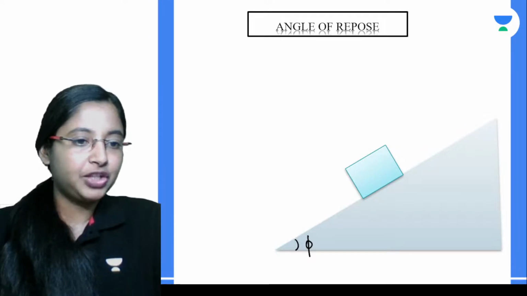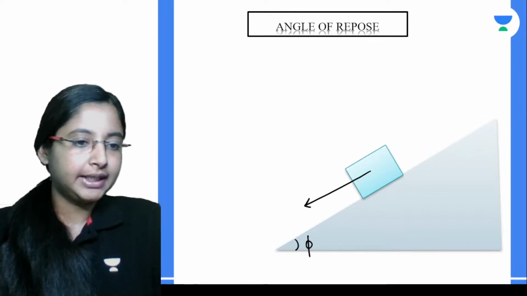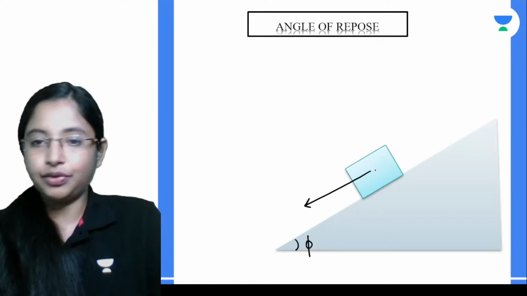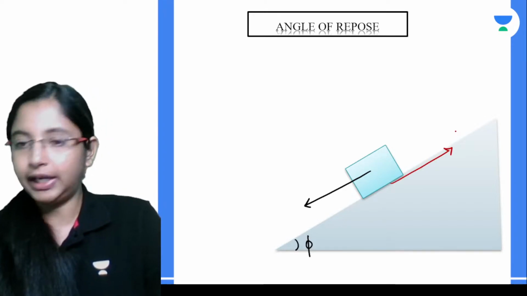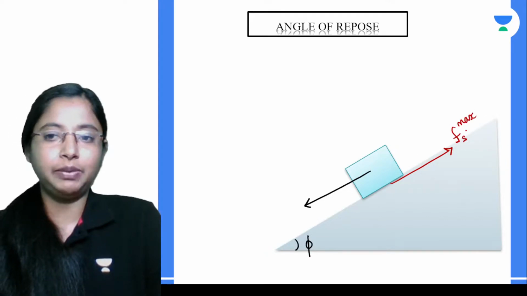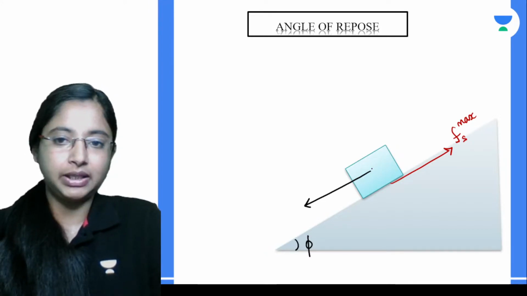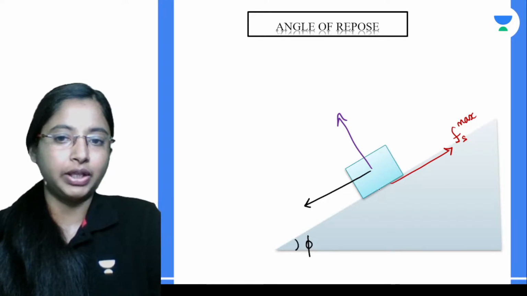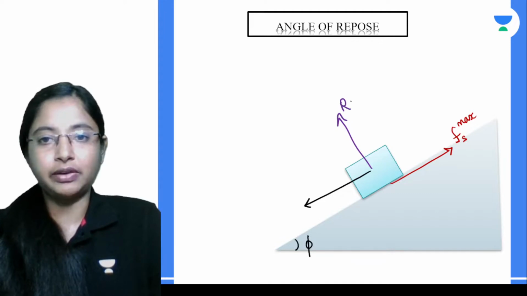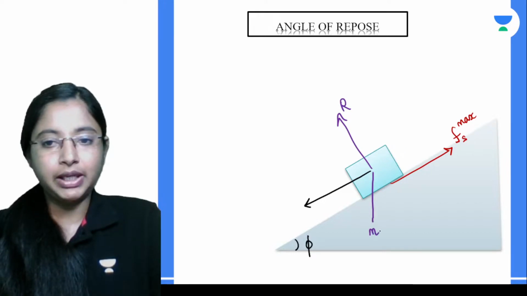If the block just begins to slide, then obviously the force is acting downwards, so the force of friction acts in the opposite direction. Because the block is just beginning to move, what we see is maximum static friction. Normal to this surface, in this direction, is the contact force between the inclined plane and the block, which is the reaction force, and the weight of the object acts down. The weight is nothing but m into g.